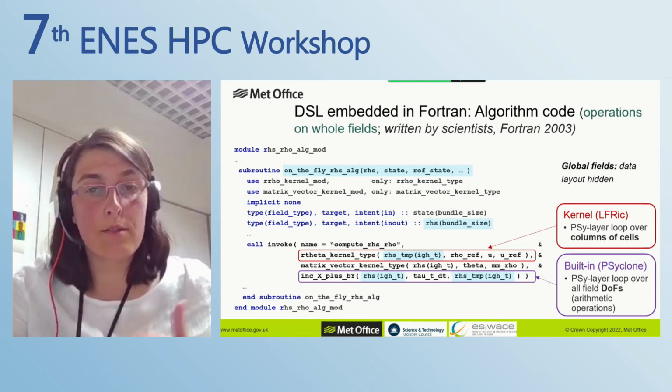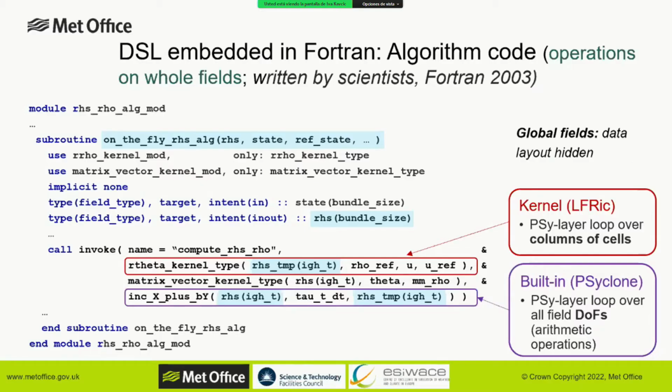And as you can see from the algorithm layer, there are no details about data structure whatsoever. What the algorithm basically operates on are the field objects, which are the instances of these classes that I described. So there is an example of a kernel, which is the handwritten science code which I showed before, and a built-in, which are the operations on the entire fields of the data points, which is something that PSyclone provides.